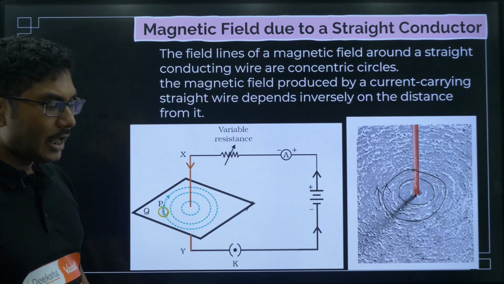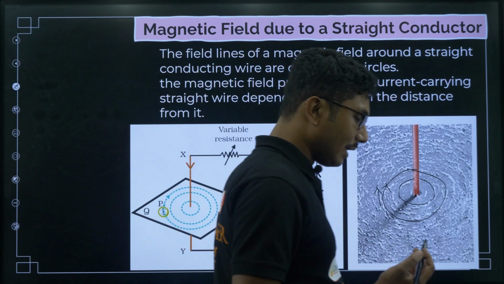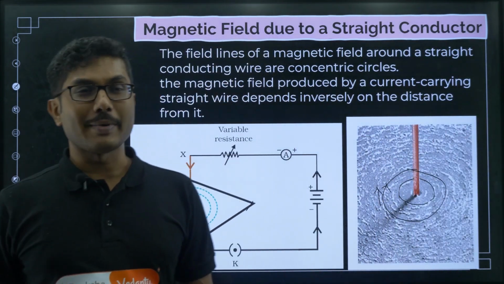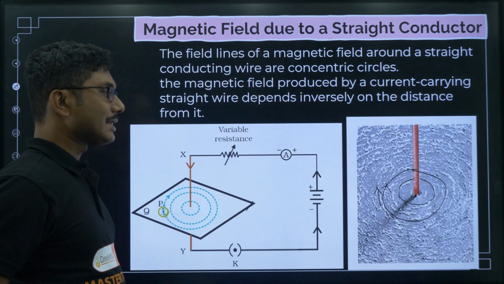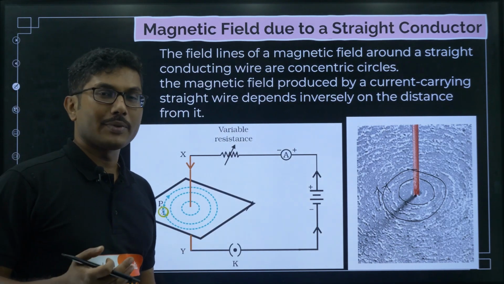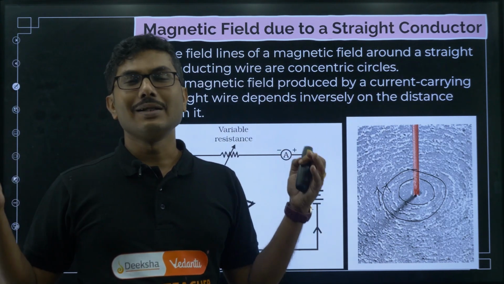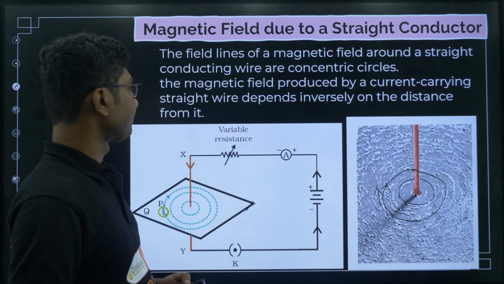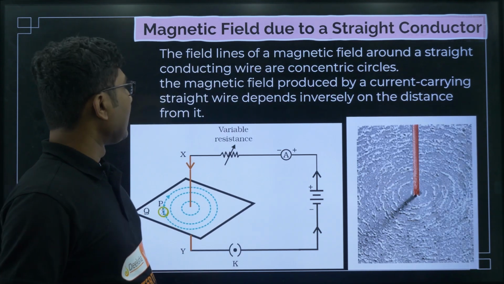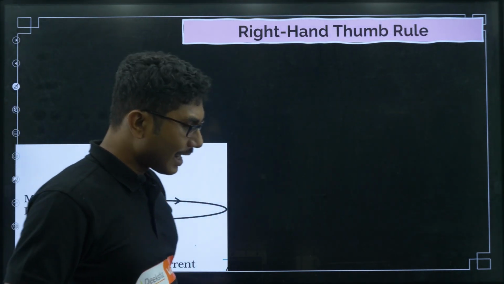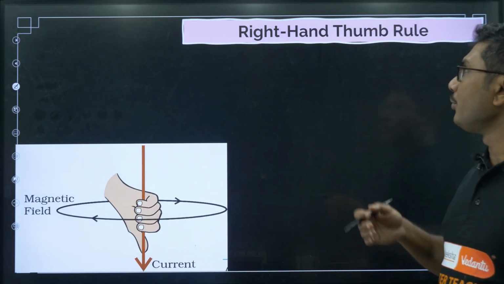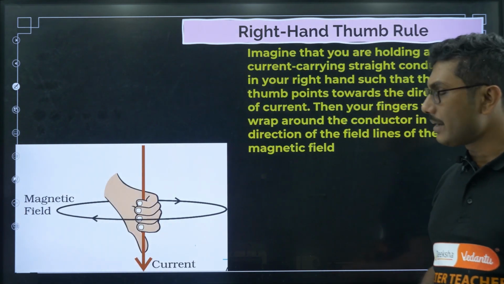Now how to find the direction? Magnetic field has a direction as well as magnitude. So the magnitude part is covered, right? We understand that as you move away from the wire, the magnetic field slowly decreases, so it is inversely proportional to the distance. Now to find the direction, we have to know some rule. What rule do we want to know? We want to know the right hand thumb rule.